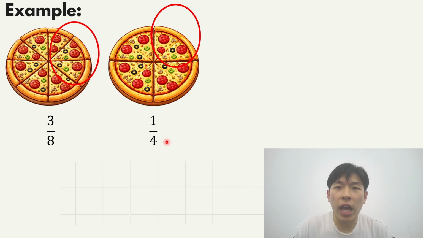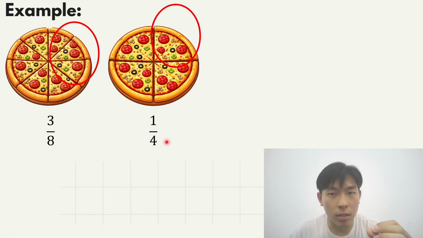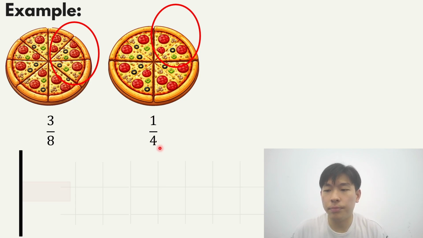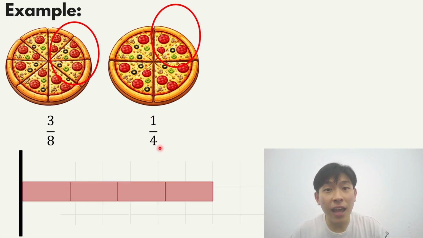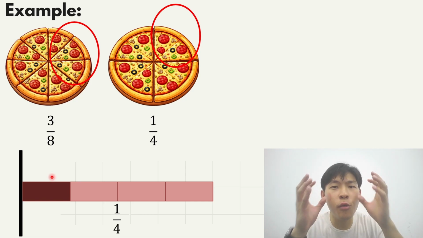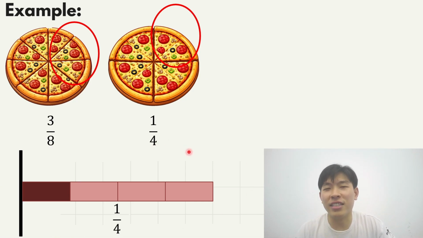Now here, we can actually do it like this. Instead of drawing pizzas, we can draw boxes. So 1 over 4. So we can draw 4 boxes. 1, 2, 3, 4. Then I want only 1 of it. So I shade this one. This will be 1 over 4. Now I'm sure for those of you who saw this before, you already know what this is. This is called a model.